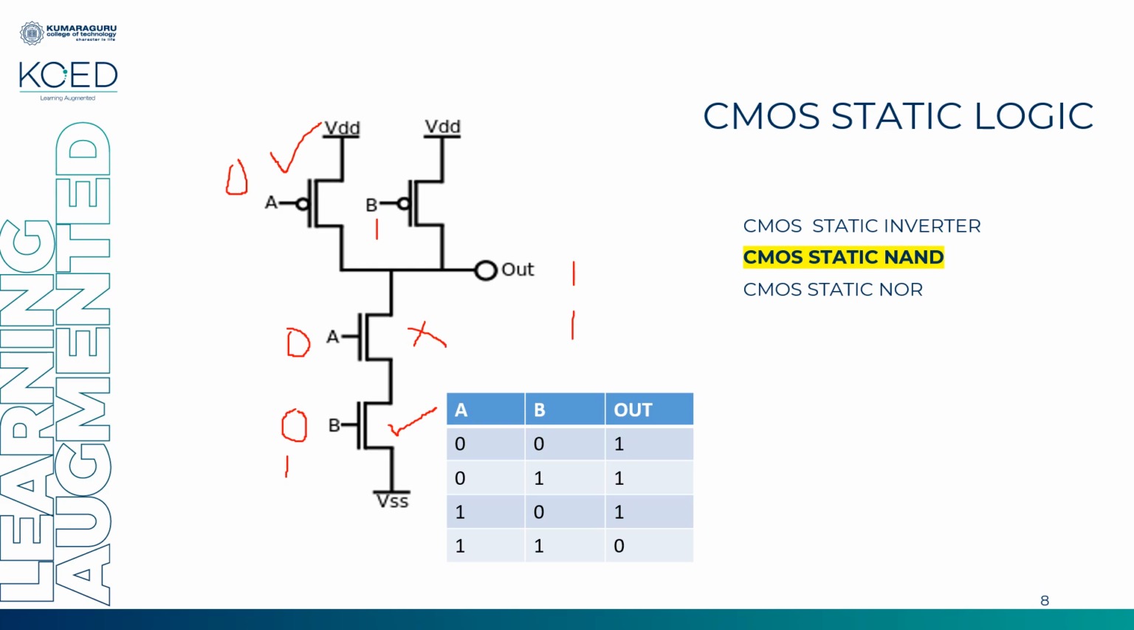So this will not act as a closed switch, it will be an open switch. From here to this node, there is no path, but this transistor is in on condition. Even though this is on, this is in off condition, so you don't have a path from output to VSS. Now next let me analyze.